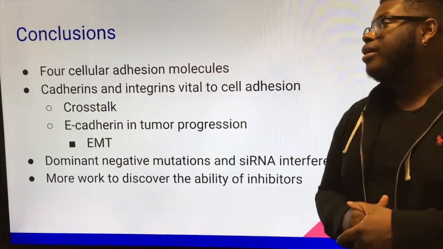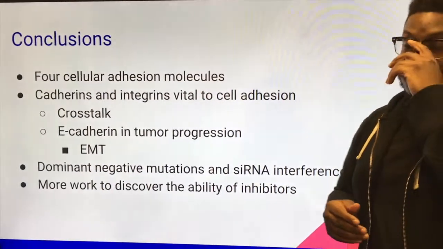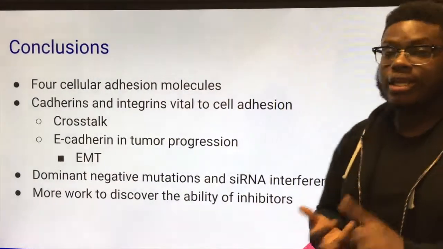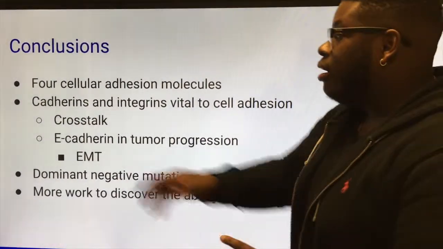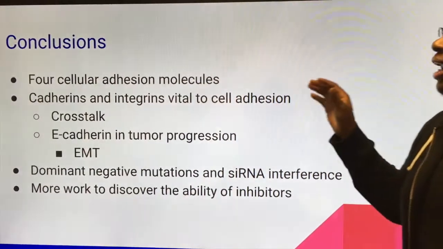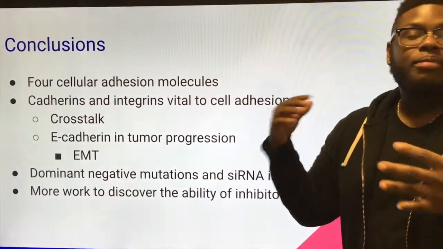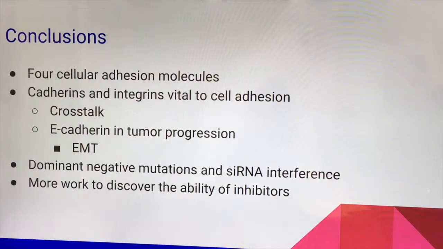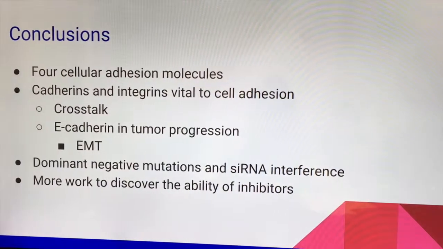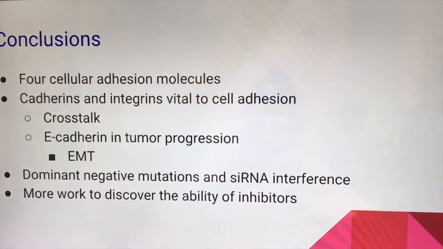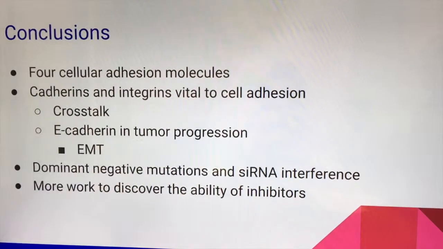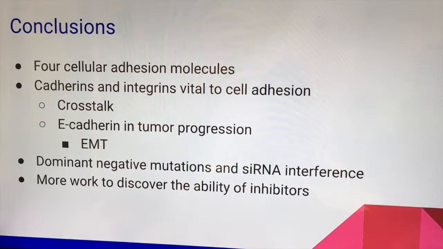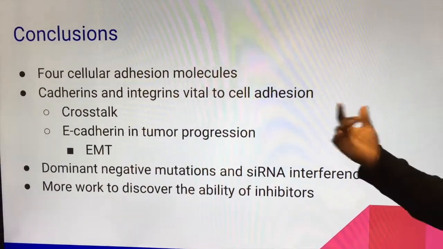So, in conclusion, there are 4 cellular adhesion molecule families. Those consist of the immunoglobulin superfamily, the cadherins, the selectins, and the integrins. Cadherins and integrins are vital to cell adhesion, mainly because of how they interact with each other, and that interaction is called crosstalk. Cadherins hold 2 or more cells together by adherens junctions, and integrins use their 2 heterodimer subunits to hold the ECM to the cell.